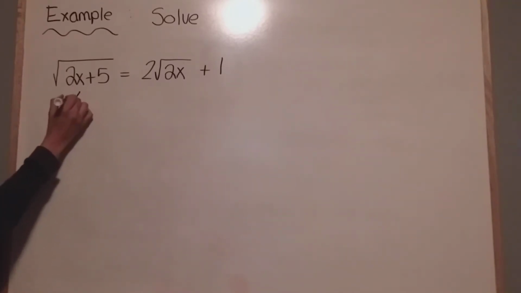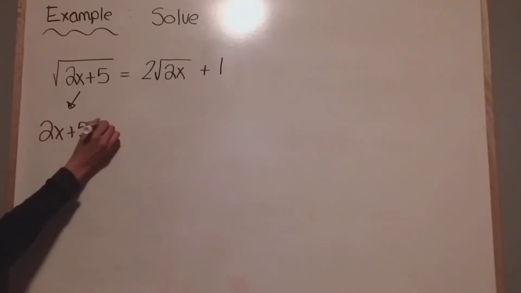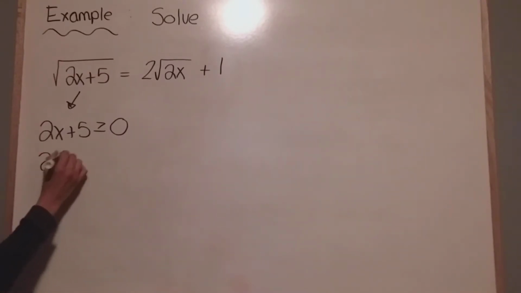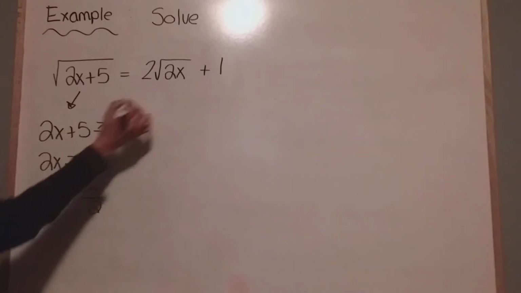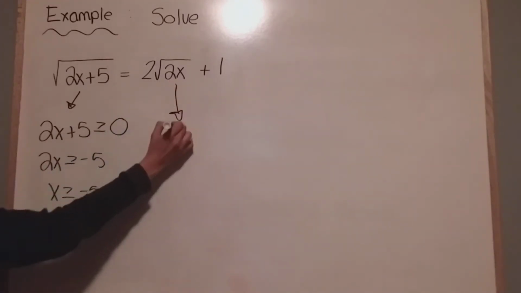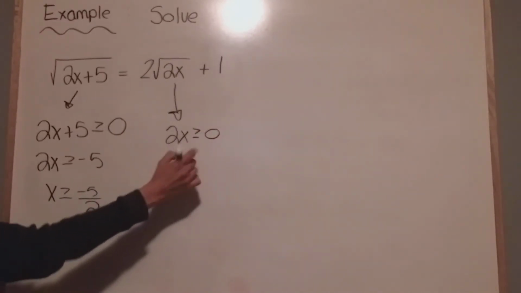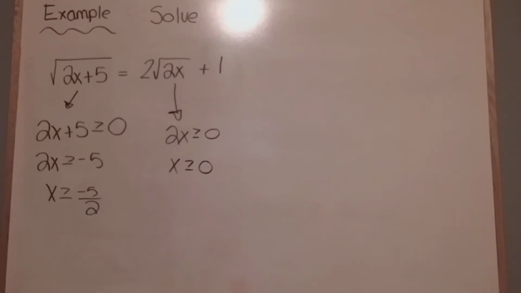So if I look here to find my restriction, it's going to be 2x plus 5 has to be greater than or equal to 0. I bring the 5. 2x is greater than or equal to negative 5. I divide by 2. So x has to be greater than or equal to negative 5 over 2. Here the same thing: 2x has to be greater than or equal to 0. I divide by 2, so x has to be greater than or equal to 0. So those are your two restrictions.